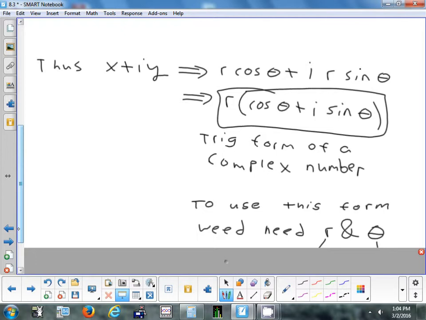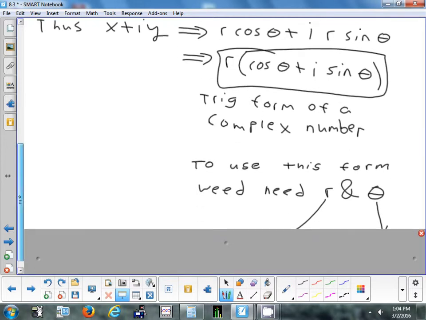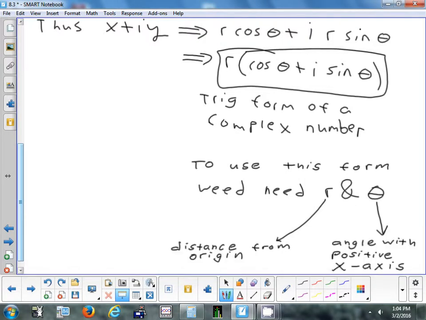Again, just as a reminder, what r and theta stand for. Okay, at this point now what we need is r and theta. We need to find the distance that point is from the origin. It's kind of like finding the absolute value. It's really the same thing. And the other thing we need is the angle with the positive x-axis.